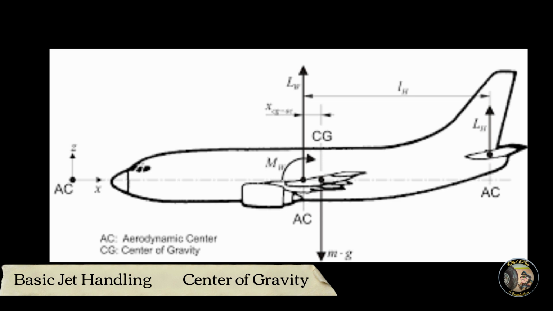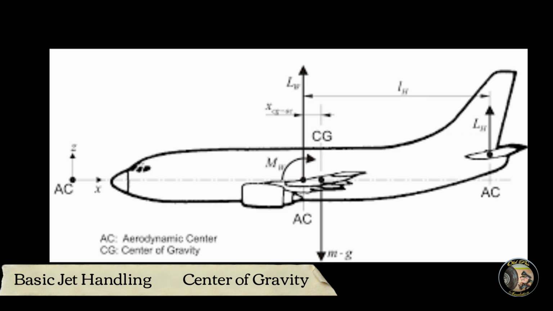If the center of gravity is far enough aft that it's sitting directly on top of the neutral point, the aircraft will exhibit neutral dynamic stability. If it moves further aft, that's when the aircraft starts to show negative dynamic stability.